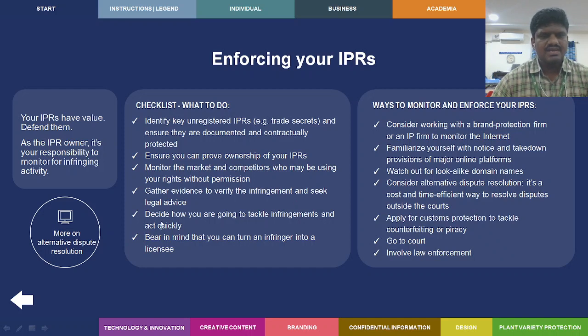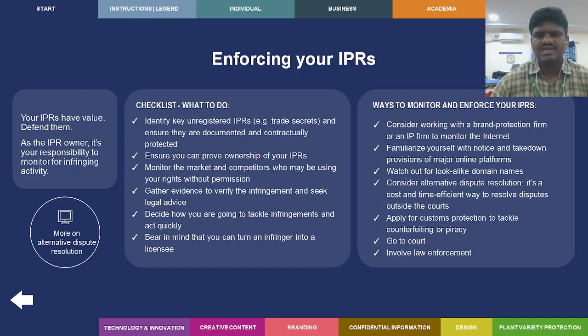Decide how you are going to tackle infringements, which is very important, and act quickly. Bear in mind that you can turn an infringer into a licensee. Next, ways to monitor and enforce your IPR. This is very important. Once you file, if you do not monitor, it may be used by someone, or they may claim it again.